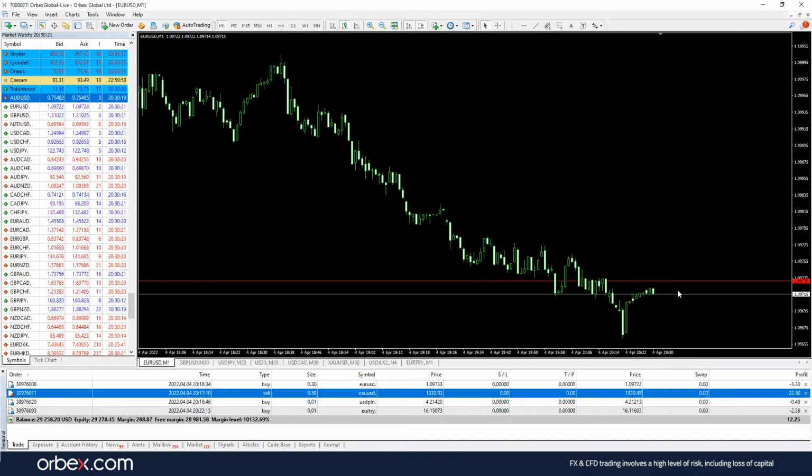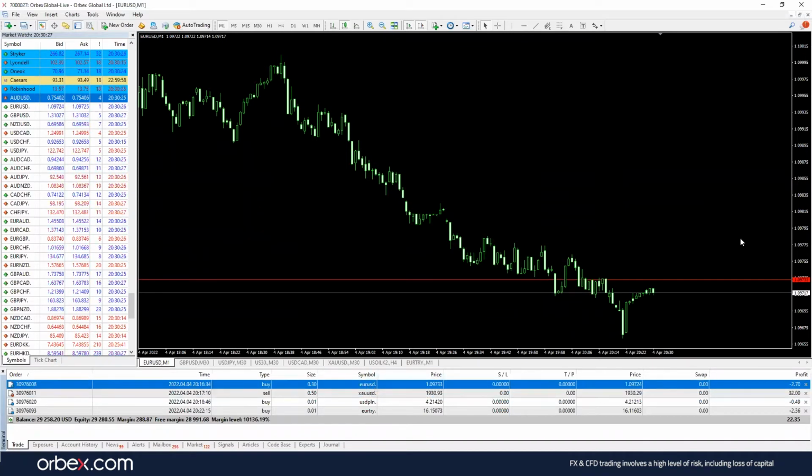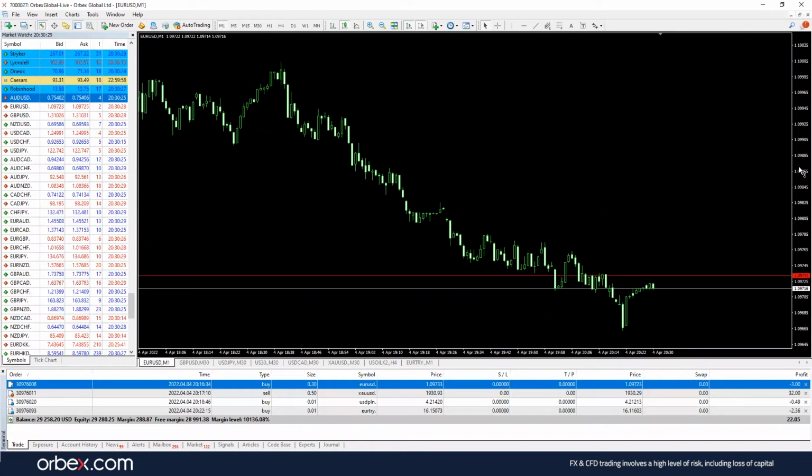And what happens is, what are we on now? Euro against the dollar. So what's happened on my trade, it means that at 1.09733, I opened the trade. And because it's a buy position, it opened at the ask price, which means I opened it at this price and it's going to close at this price.